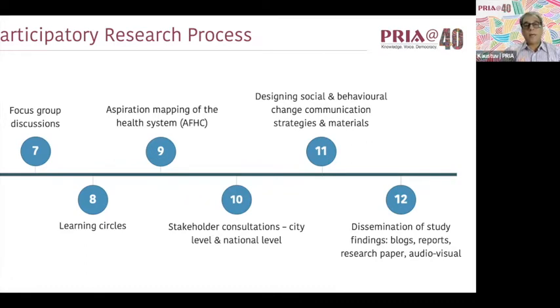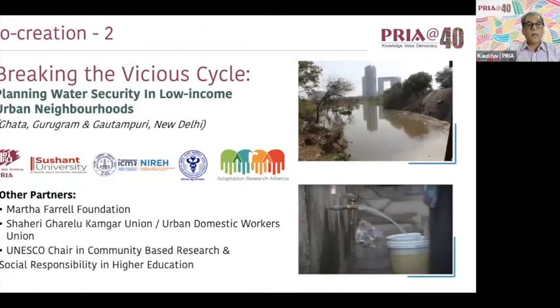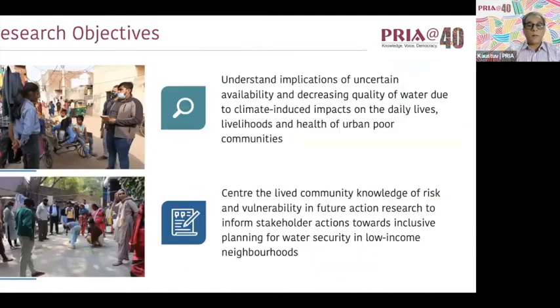And there we also engaged an expert institution to contextualize the knowledge and design social and behavioral change communication strategies and a lot of materials, which would be educational material for the parents as well as for the adolescents. But we also took care of the upstream communication, particularly through the writing of blogs, reports, research papers, and audio visuals. So that's the kind of research process that we undertook in the first case.